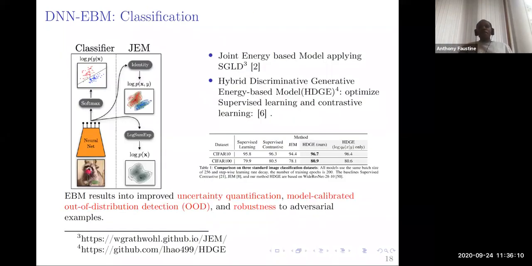Another application is classification. Energy-based models and deep neural networks have been applied for classification, and there are two papers which have implemented this. One implements a joint energy-based model applying SGLD sampling strategies for learning. The other uses a hybrid discriminative generative model, which they optimize with supervised learning. They show that energy-based models can be transformed into contrastive learning. There is now a lot going on in self-supervised learning, where contrastive learning has been one of the effective approaches. So they show that you could learn a good classifier by using self-supervised learning, which is basically discriminative learning with contrastive learning, where the energy-based model is transformed into contrastive learning and achieves good classification performance.